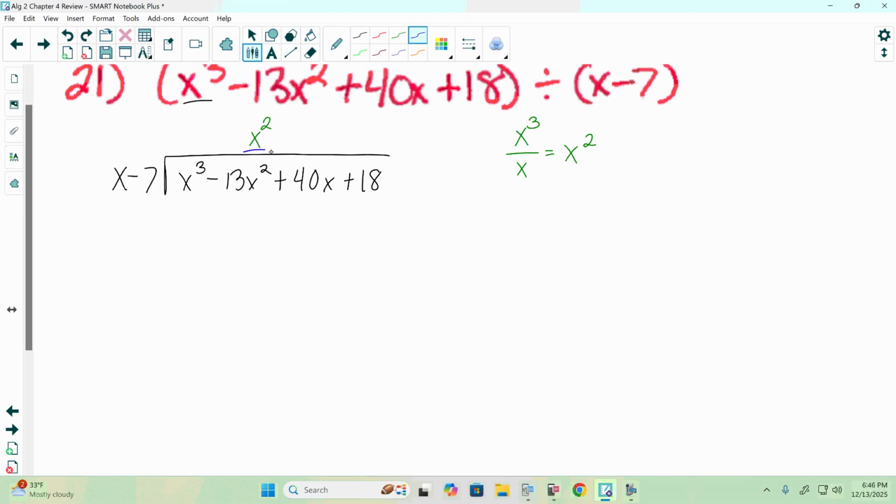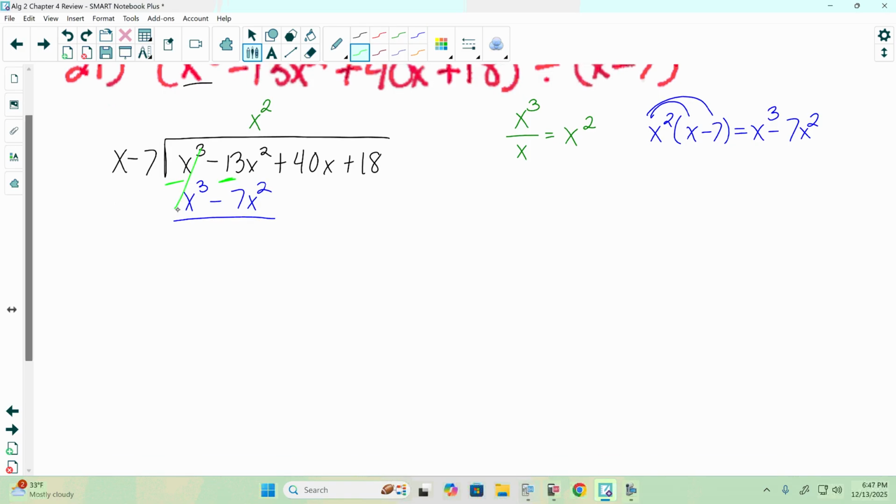And we multiply this term by our x minus 7. I do that work off to the side. x squared times x minus 7. x squared times x is going to be x cubed. x squared times negative 7 is negative 7x squared. We take that and put it underneath. So we have x cubed minus 7x squared. We take that and subtract. x cubed minus x cubed is going to be 0.